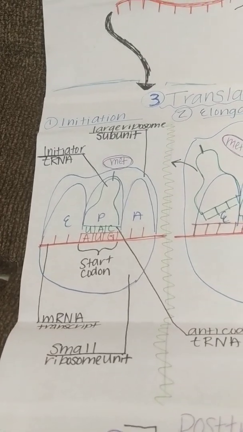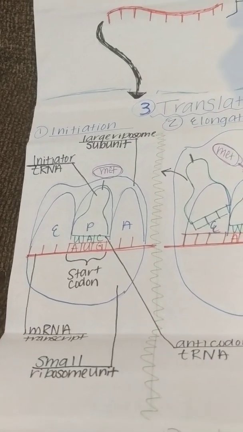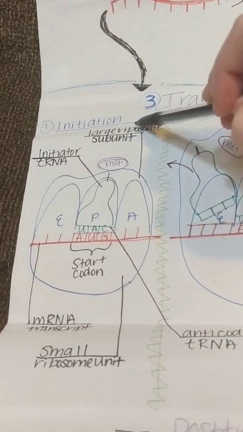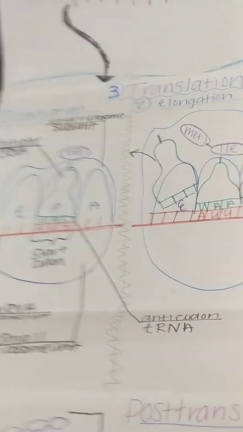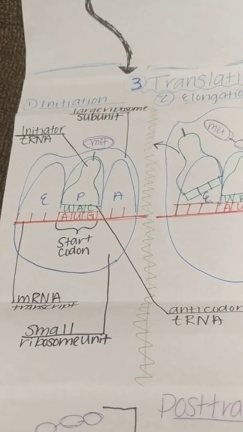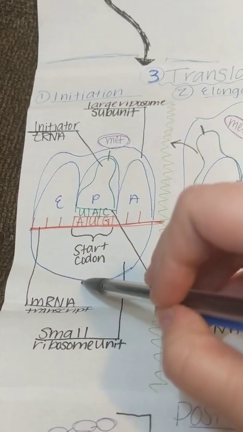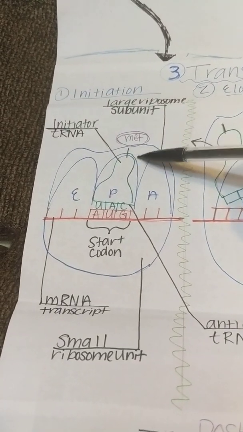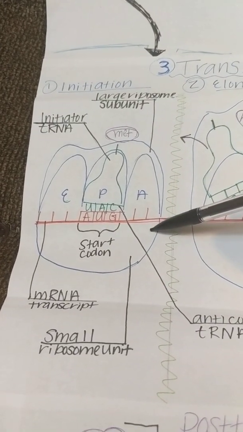So we've just talked about transcription and mRNA processing. Once this mRNA leaves the nucleus, it has to go through translation. Translation happens at the organelle ribosomes. Okay, so the ribosome is made out of two subunits, a large subunit and a small subunit.